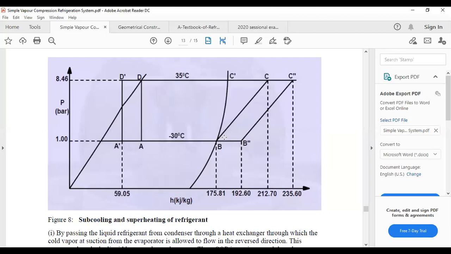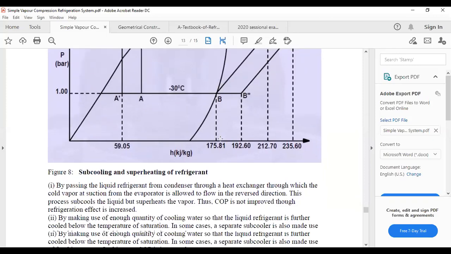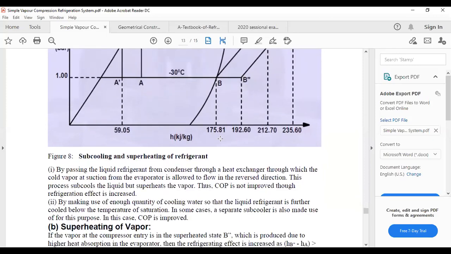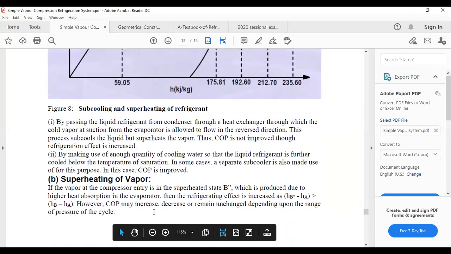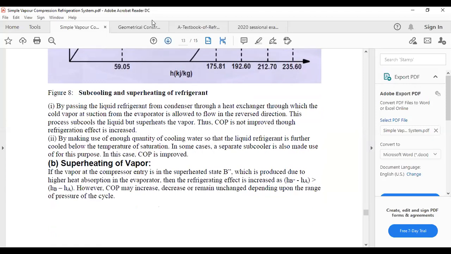Because if you compare the difference between this point and BH and BC, there is an increase in the amount of work that has to be done, okay? Which in the process may increase the COP because there is also an increase in the amount of heat absorbed. But most of the time there is no increase. So COP may increase, decrease, or remain unchanged depending upon the pressure range of the cycle. So that's what happens.